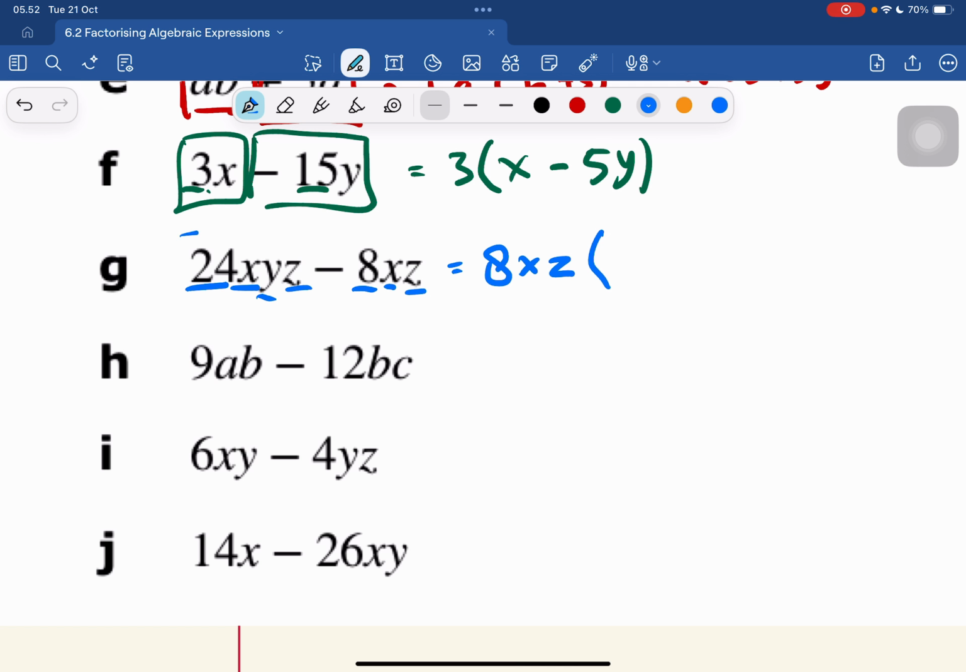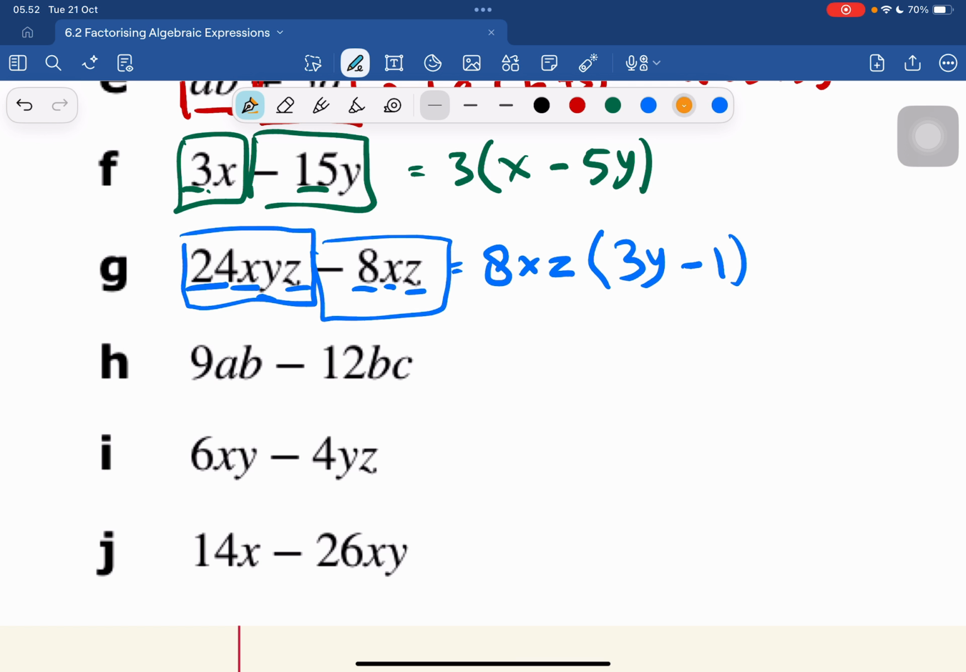8xz multiply what number to make it 24xyz? So 8 we multiply by 3, and the letter we just need to multiply by y. Minus 8xz, to make it minus 8xz, is just minus by 1.